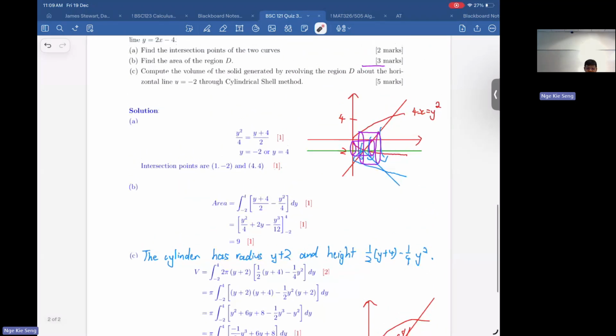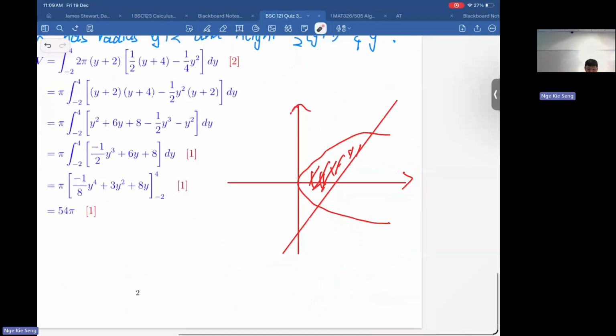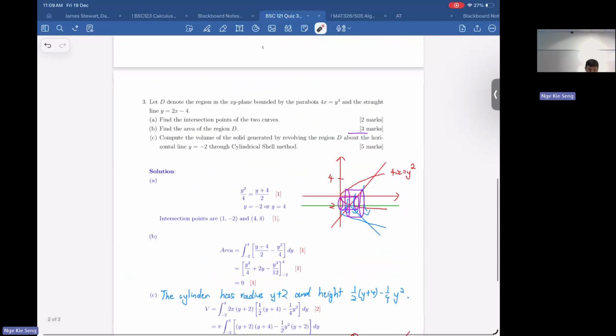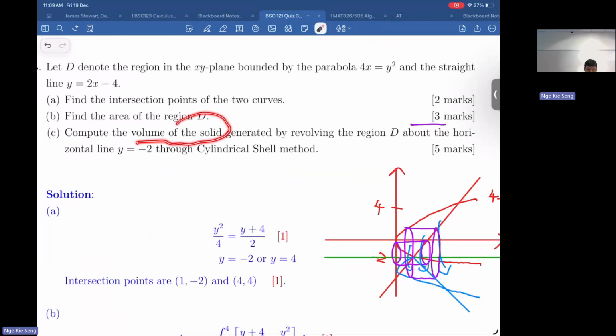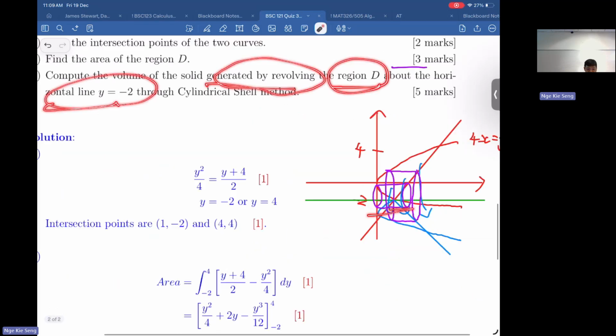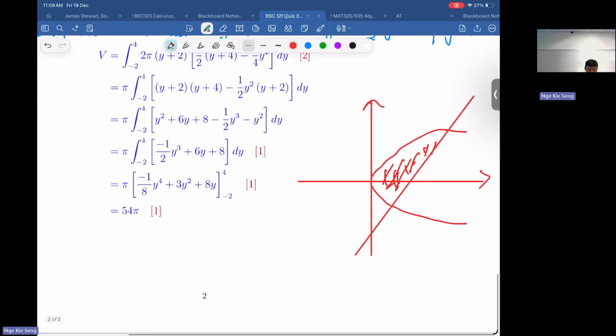Second is cylinder. How should you think about this cylinder actually? Before that, you want to find the volume of a solid. You see, this is a solid. Just now what we learned was surface. Now it's a solid generated by revolving the region D around the horizontal line y equals -2. Y equals -2 is here. So you find the intersection. One of them is at y equals -2.